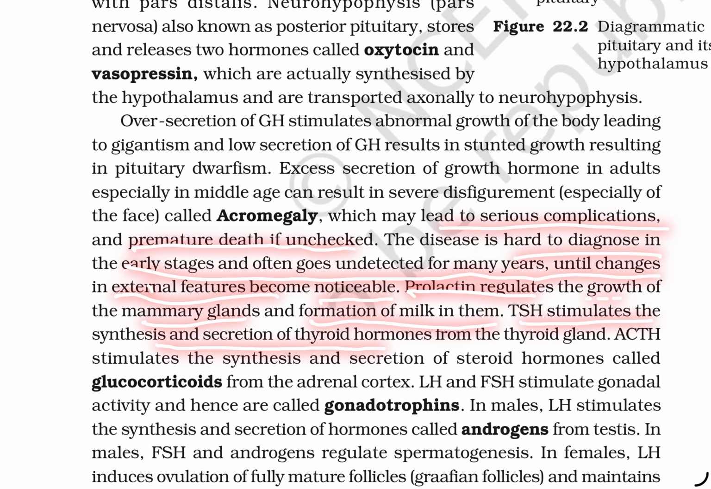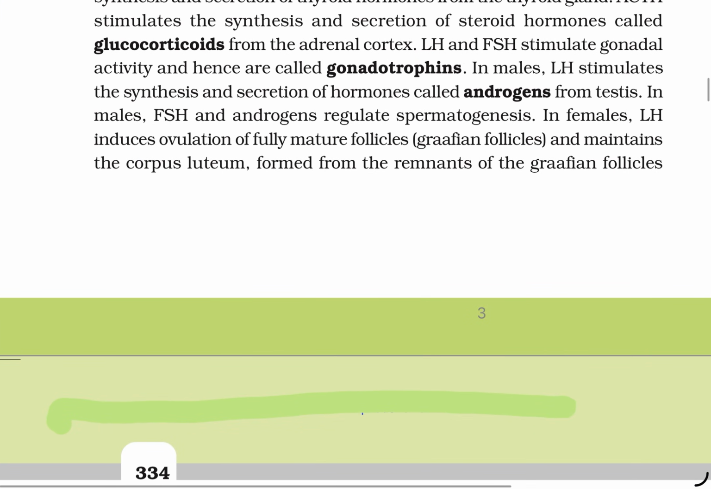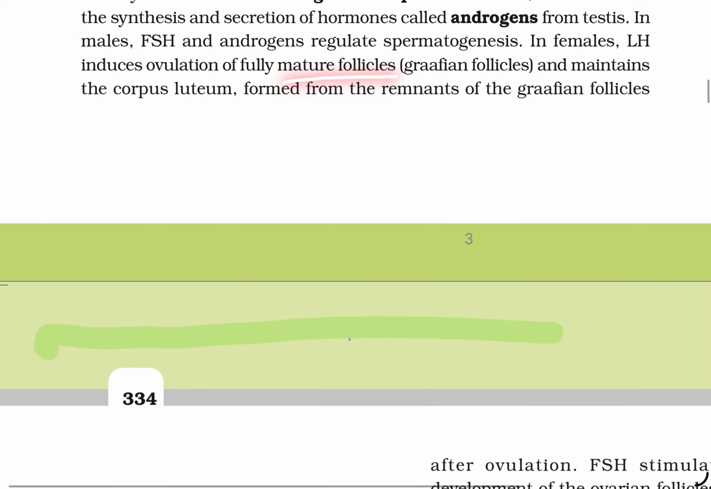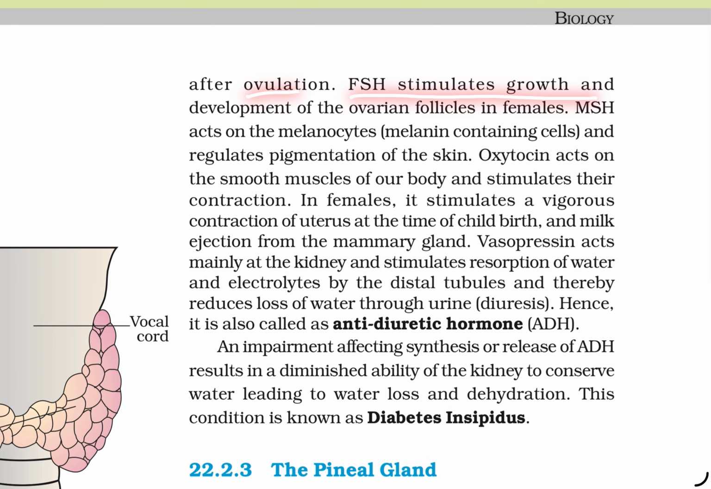The TSH stimulates the synthesis and secretion of thyroid hormones from the thyroid gland. The ACTH stimulates the synthesis and secretion of steroid hormones called glucocorticoids from the adrenal cortex. The LH and FSH stimulate gonadal activity, hence are called gonadotrophins. In males, the LH stimulates the synthesis and secretion of hormones called androgens from the testes. In males, FSH and androgens regulate spermatogenesis. In females, LH induces ovulation of fully mature follicles, the Graafian follicles, and maintains the corpus luteum formed from the remnants of the Graafian follicles. After ovulation, the FSH stimulates growth and development of ovarian follicles in females.